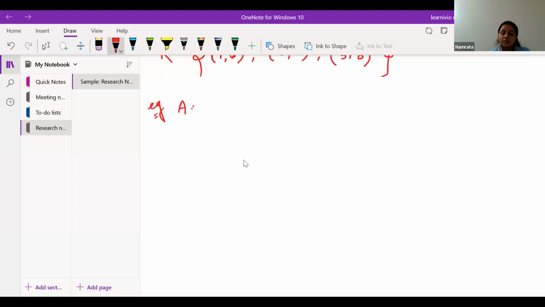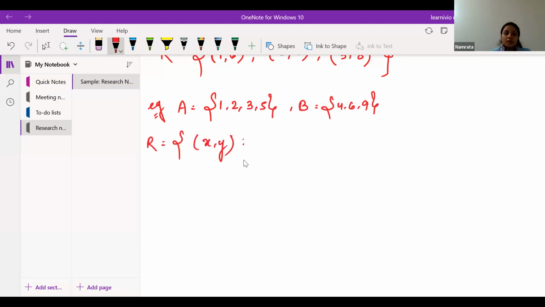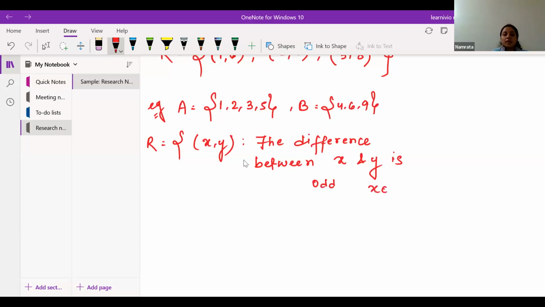If A is equal to {1, 2, 3, 5} and B is equal to {4, 6, 9}, and a relation R is defined as the ordered pairs (x, y) such that the difference between x and y is odd, where x belongs to A and y belongs to B, can you tell me what will be the elements?